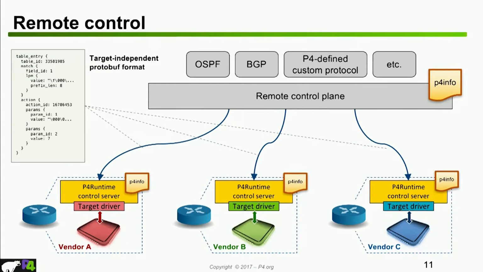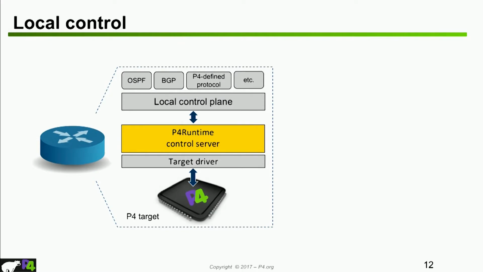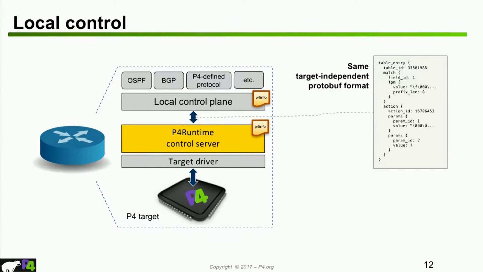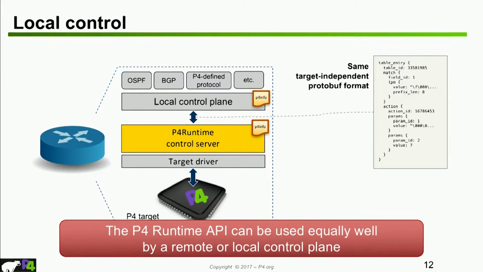And the same thing happens if you want to maybe control your data plane from a switch local control plane. So if control plane and data plane share the same P4Info, then you will use the same target-independent protobuf format. So the bottom line here is that not only is P4Runtime target-independent, but the same API can be used equally well both by a remote controller or a local controller.